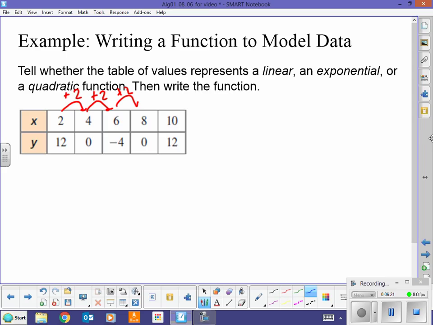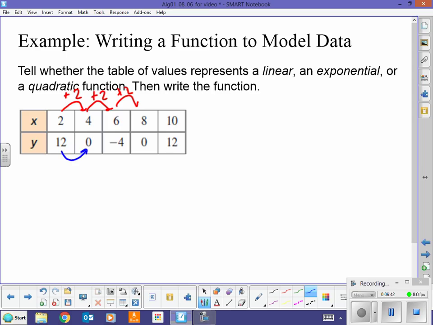And then I can see that my first differences look kind of all over, and I see 12 and 12, which leads me to believe it's going to be a quadratic parabola. It's turning around. It looks like maybe this is 0, 0, so maybe this is going to be my vertex. Well, let's see here. 12 to 0.